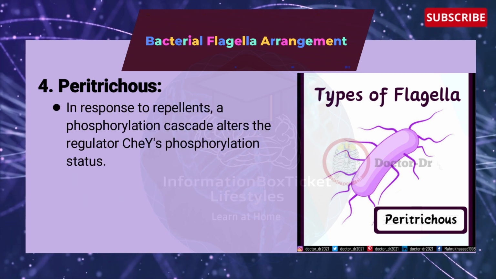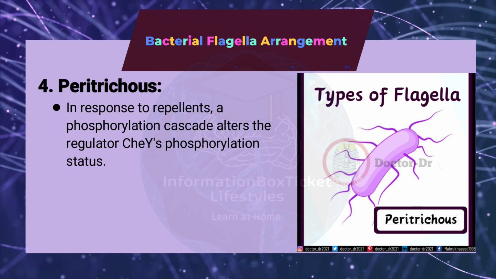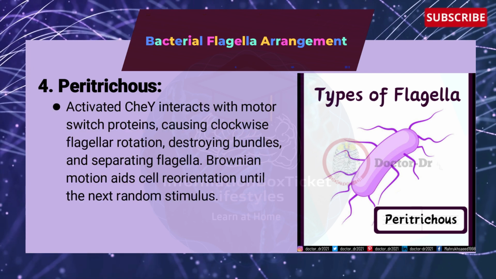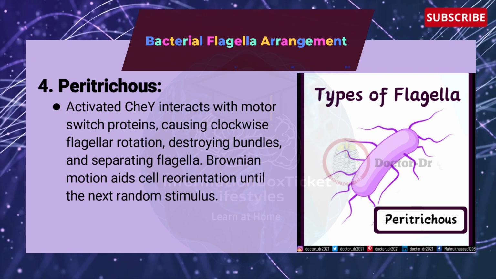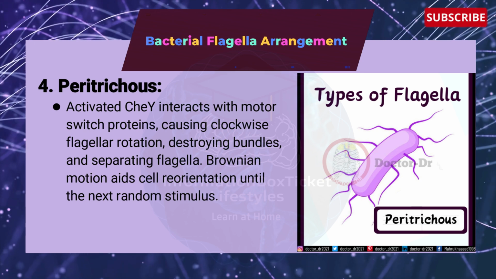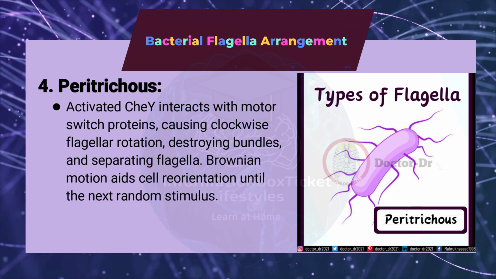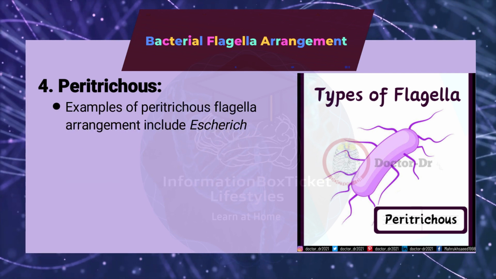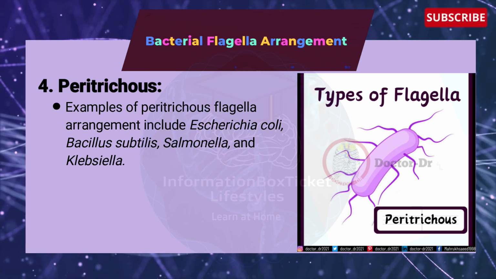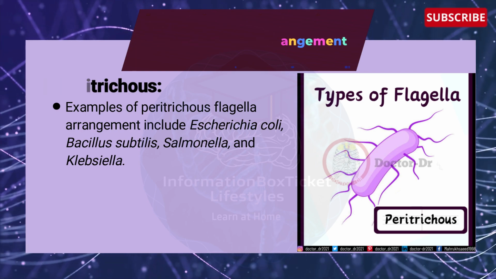In response to repellents, a phosphorylation cascade alters the regulator CheY's phosphorylation status. Activated CheY interacts with the motor switch proteins, causing clockwise flagellar rotation, destroying bundles and separating flagella. Brownian motion aids cell reorientation until the next random stimulus. Examples of peritrichous flagella arrangement include Escherichia coli, Bacillus subtilis, Salmonella, and Klebsiella.